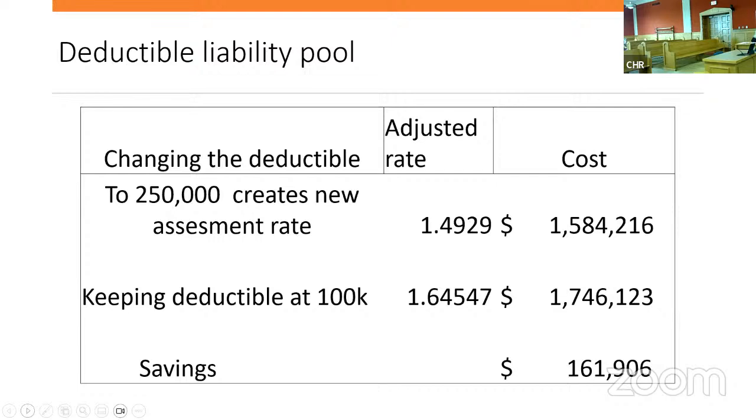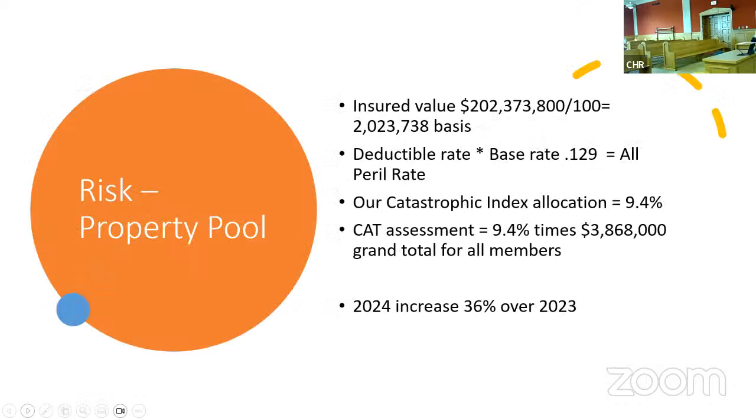So that's the liability pool. And then on the property, our insured value is a little over $200 million. They do it on a basis of 100,000 valuation. So on all the paperwork that they have, it knocks us down to the 2 million that they're using as a basis. And then they have a deductible rate for the property, and they multiply that times this base. And right now it's a 0.129, and that gets you your all peril rate.